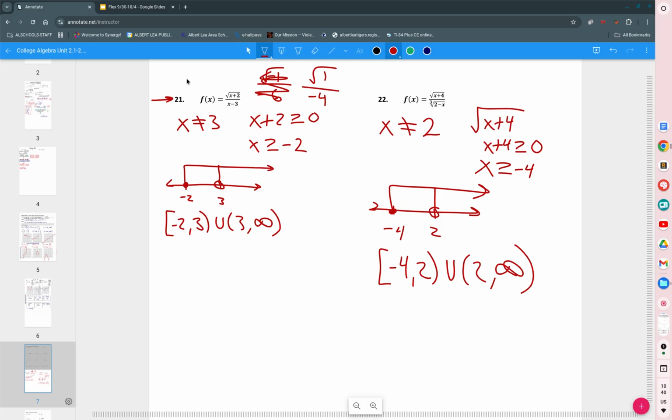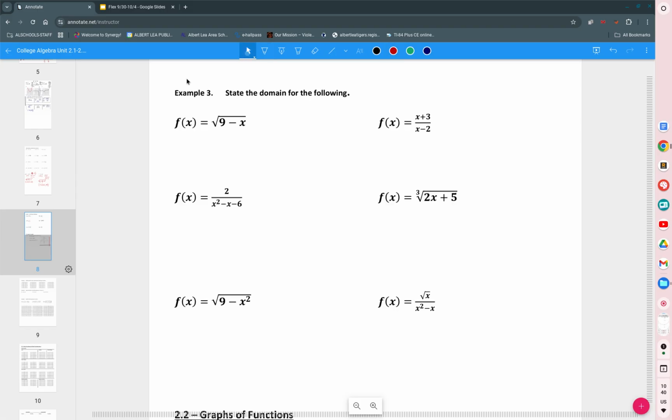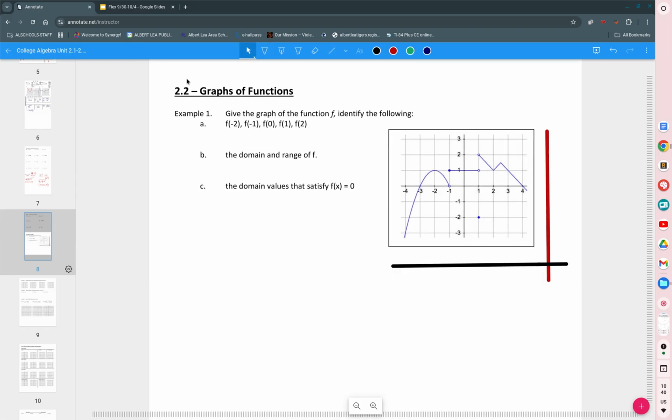Okay? I would say that those problems would be on the slightly more challenging side. Okay? So what we're going to do right now is stuff that you did not have to be here for yesterday. So please flip on over to this part where it says 2.2 graphs of functions.